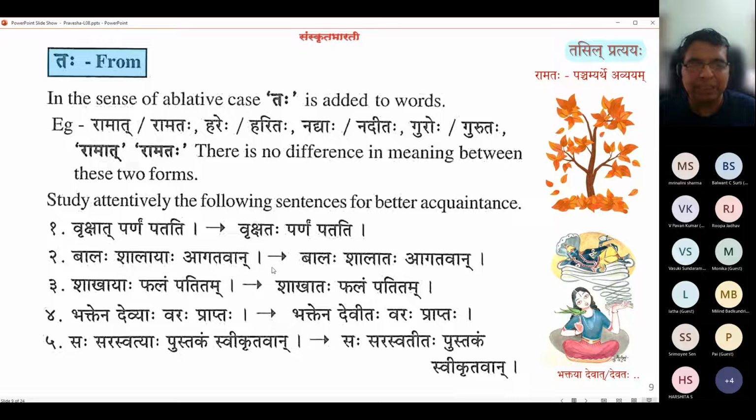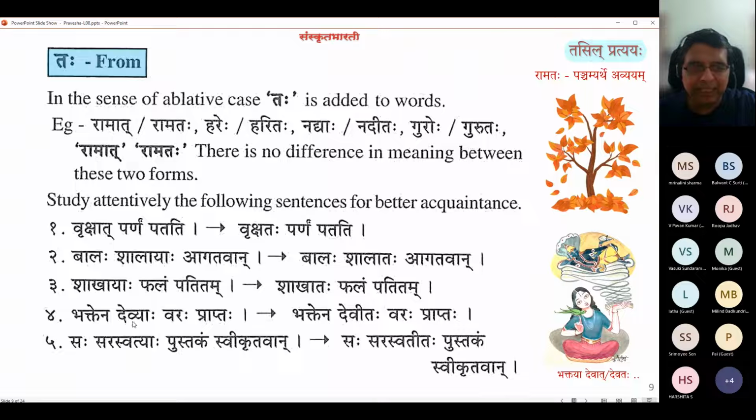But Shalataha leaves no doubt from the shala, agatavan. It cannot be Shashti. Shalataha is not usable in Shashti. It's only usable in Panchami. Shakayaha palam patitam. Shakataha palam patitam. From the branch the fruit fell. Bhaktena devyaha varaha praptaha. Devyaha. From the Devi the boon was obtained.